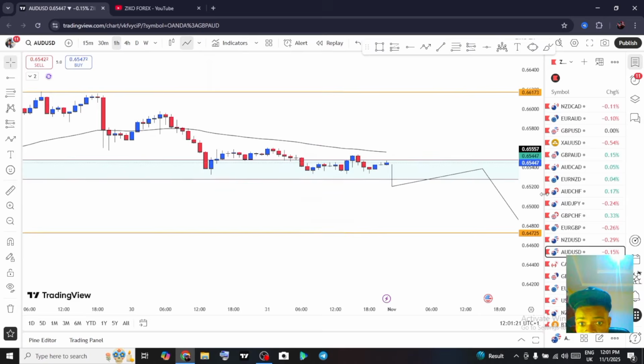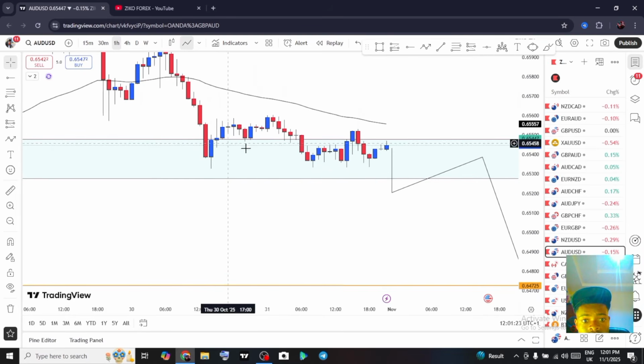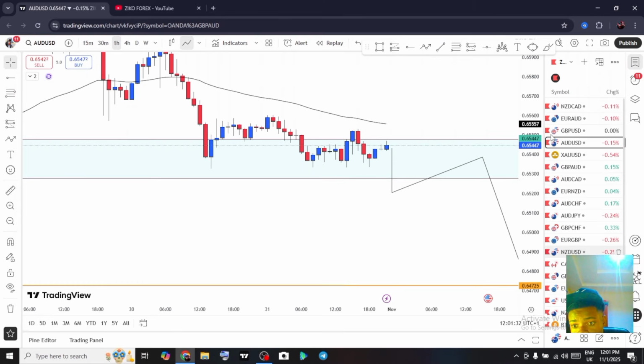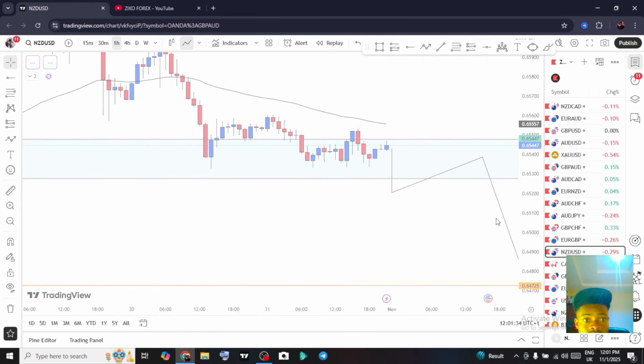Let us see how the 1 hour looks. 1 hour also looks good. If you can have that break and retest under here, it's not that bad. I'm adding it for this week. AD USD.